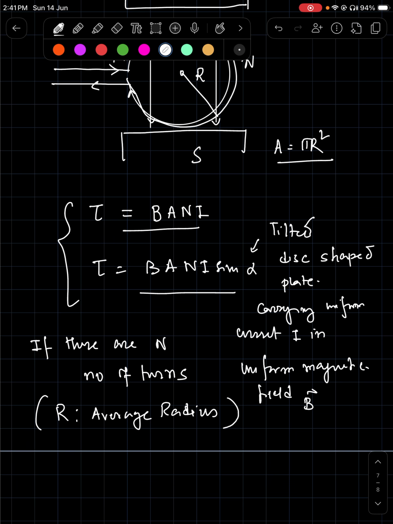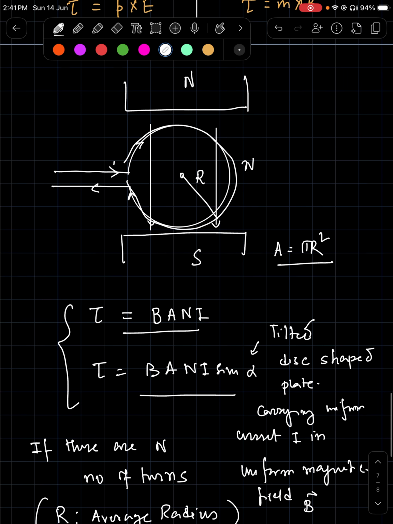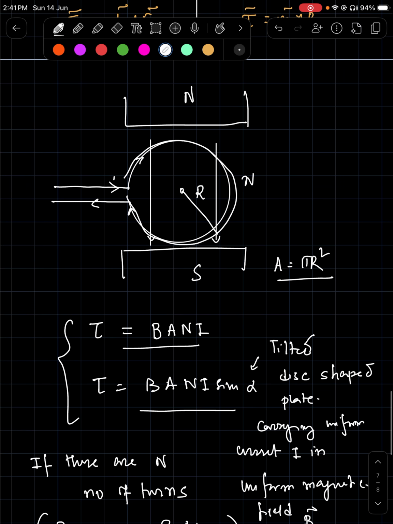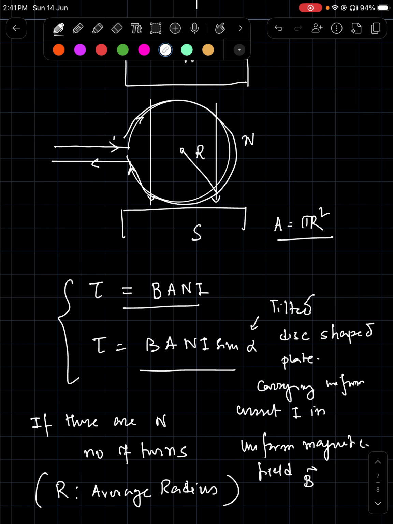So let us stop the video here, and we will find this particular torque and how we will find the same formula. We will see later. Bye.